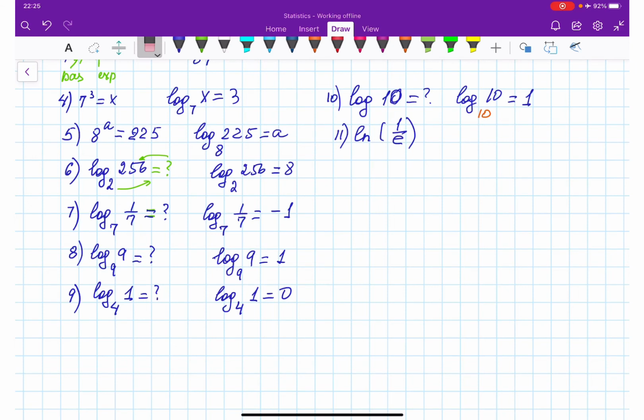So if we have natural log of 1/e, let me ask you this question. Here we have e, right? So e to what power do I have to raise to get 1/e? Obviously it's going to be -1, right? Because you have to flip it. E to power -1 is going to be 1/e. Why? Because e by itself has denominator 1, and a negative exponent always flips the fraction. Numerator goes to denominator, denominator comes to numerator.